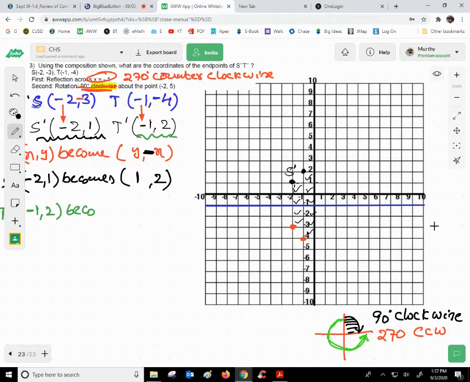This one becomes, we have to swap the values. Therefore, y comes to the first position and x goes to the second position, and also switch the sign, negative 1 to positive 1. So this is T double prime, and this one is S double prime. We are done. Okay.